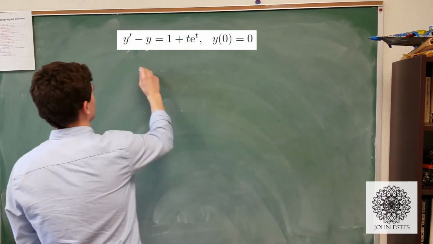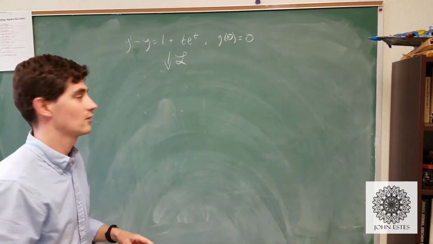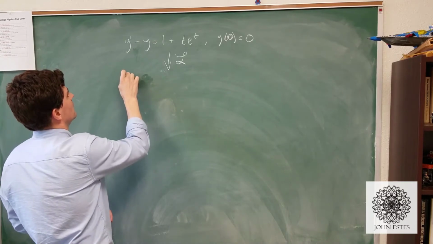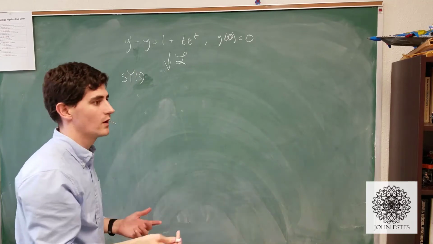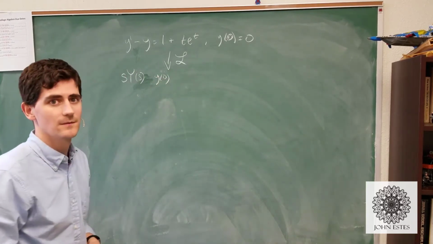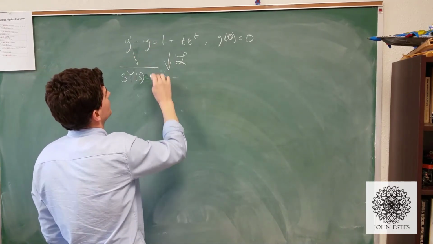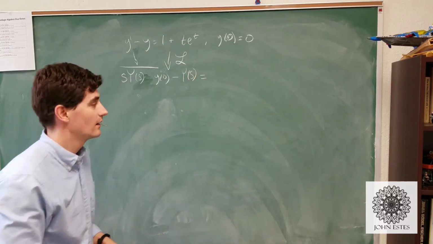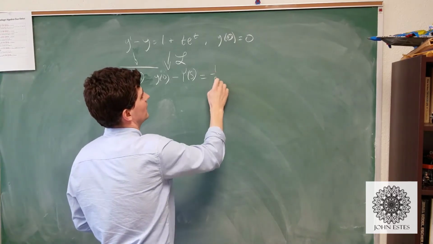Alright, so what I want to do is take the Laplace transform of everything in this equation. The Laplace transform of a derivative, you can write as s times the Laplace transform of y minus whatever happens at y of 0. Okay, so that would be the y prime. Then you have minus the Laplace transform of y, which is Y(s). And then on the right-hand side of the equation, you have the Laplace transform of 1, which is 1/s.